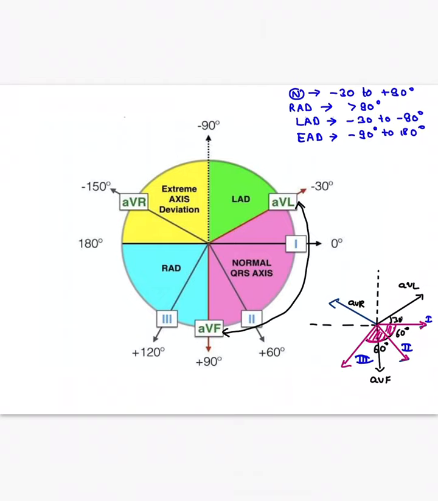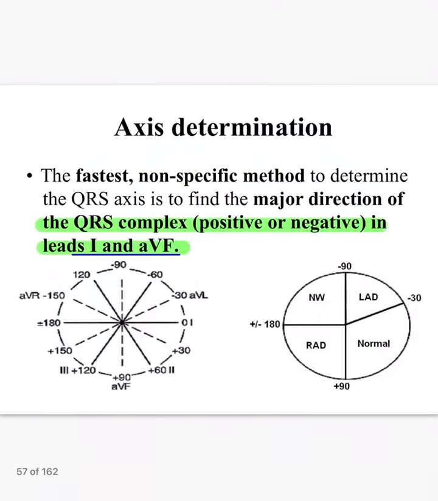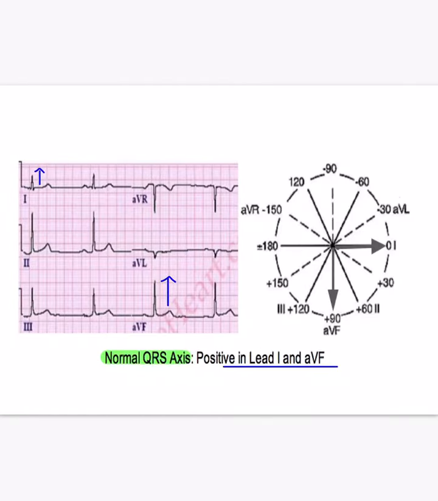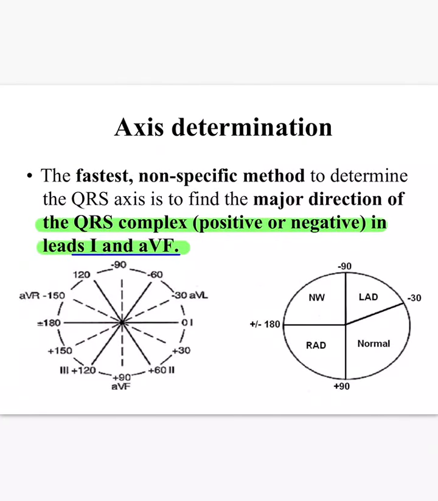What is right axis deviation? Right axis is plus 90 to plus 180. What is left axis? Minus 30 to minus 90. And extreme axis is 180 degrees to minus 90 degrees. Okay, aVR is not useful; it does not tell you any status of the heart. So how will you determine the axis? Whenever someone asks you to determine the axis, you need to look at lead 1 and aVF. This will help you identify the axis.